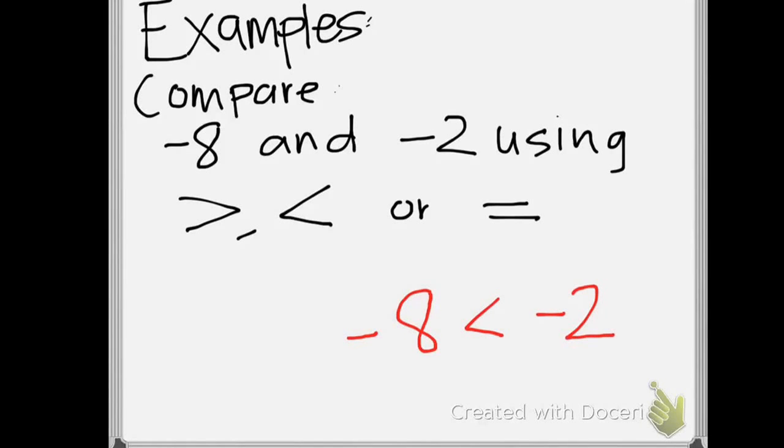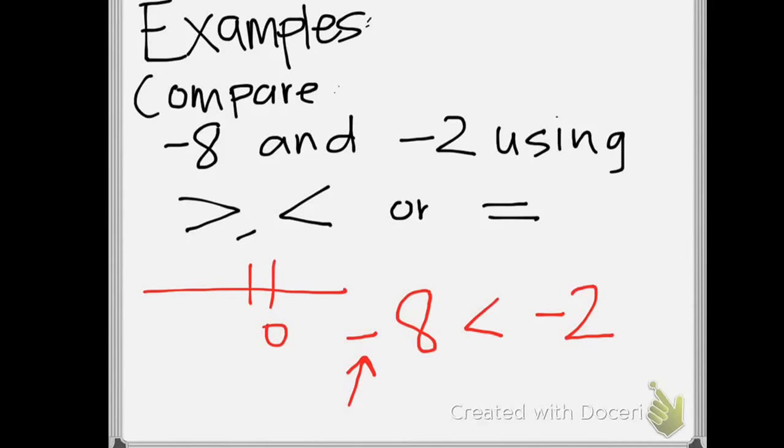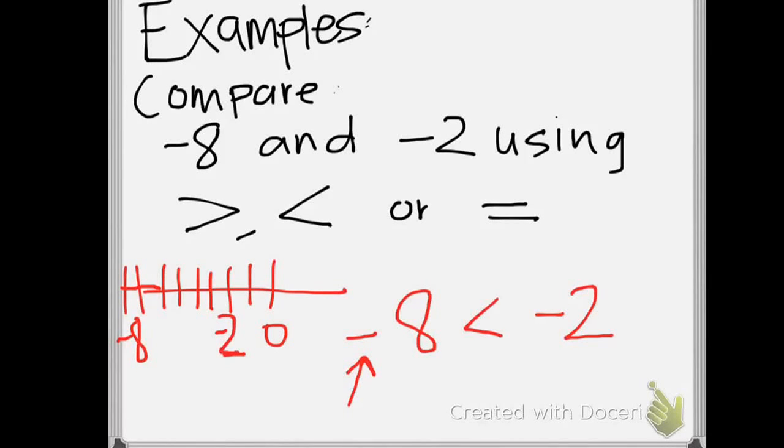This is where it gets a little bit tricky and confusing for some students, because when we look at 8, we typically think of that as a bigger number than 2. But you have to remember this negative sign. When you look at a number line, -8, 3, 4, 5, 6, 7, 8, -8 is going to be farther left than -2. Therefore, -8 is less than -2.